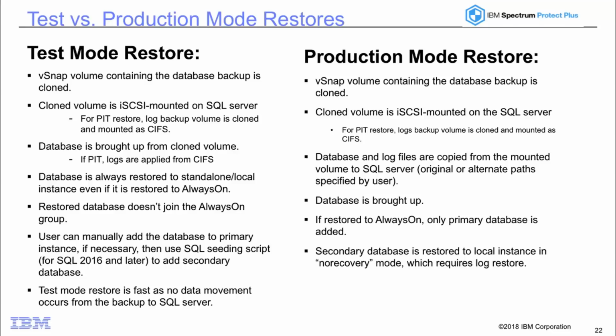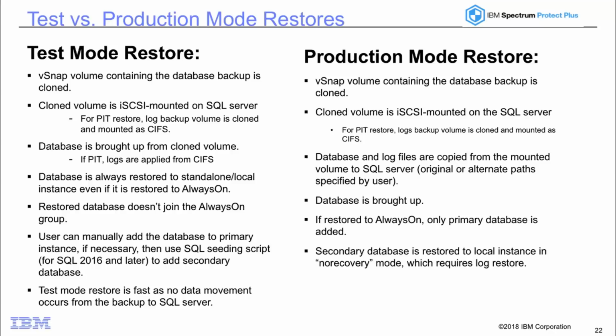And then you can manually add the database to the primary instance if necessary, and then use a SQL seeding script to add the secondary databases to the AAG. Now, the primary difference for test mode is, you'll note here that the database is not copied to the SQL Server machine. So a test mode restore is going to be very fast because there's no data movement involved and the database stays on vSnap.